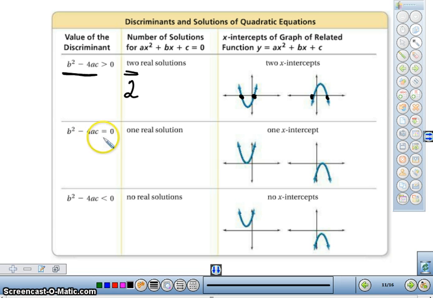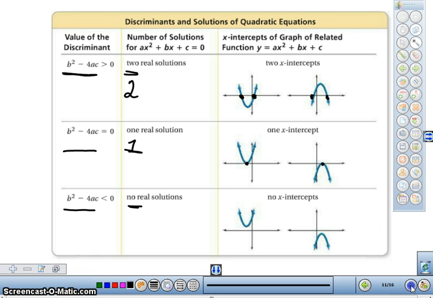When b squared minus 4ac is 0, that means we're only going to have one solution. That one solution is at one point where the quadratic or parabola hits the x-axis. And if b squared minus 4ac happens to be negative, is less than 0, then what we are really looking at is that there are no solutions. And if we think about that with our parabolas, it doesn't cross.